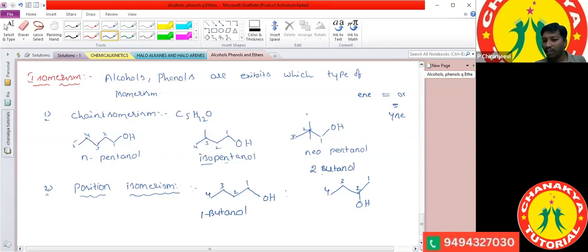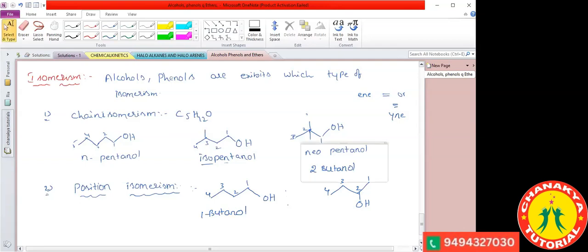What is the difference between these two? Both have the same molecular formula, but differ in the position of the OH group. Now you got the clarity? Yes, sir, got it. Okay.